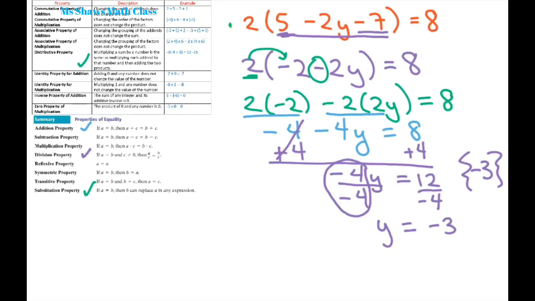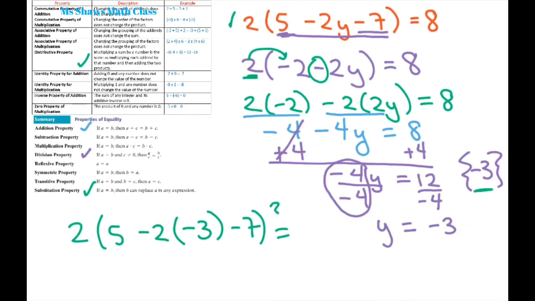So let's start with this, and everywhere there's a y, you're going to put negative 3. So you have 2 times 5 minus 2. There's a y, so write negative 3 minus 7. Does that equal 8? So 2, and what is all this? This is going to be 5 minus 7 is negative 2.